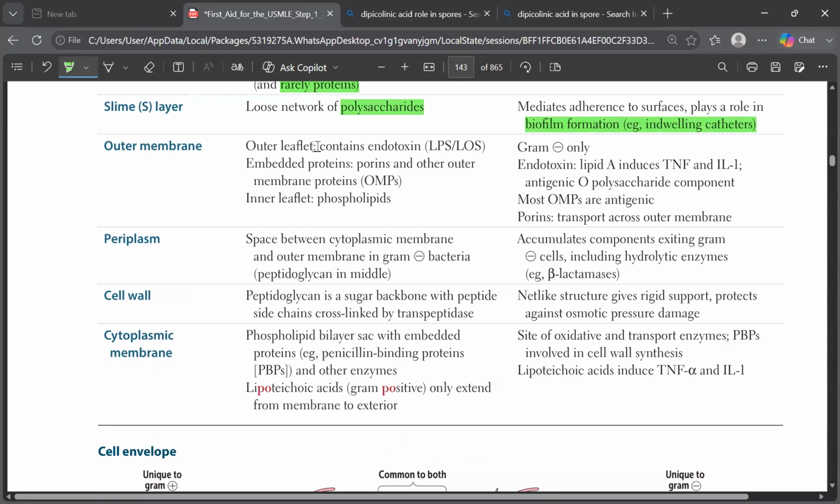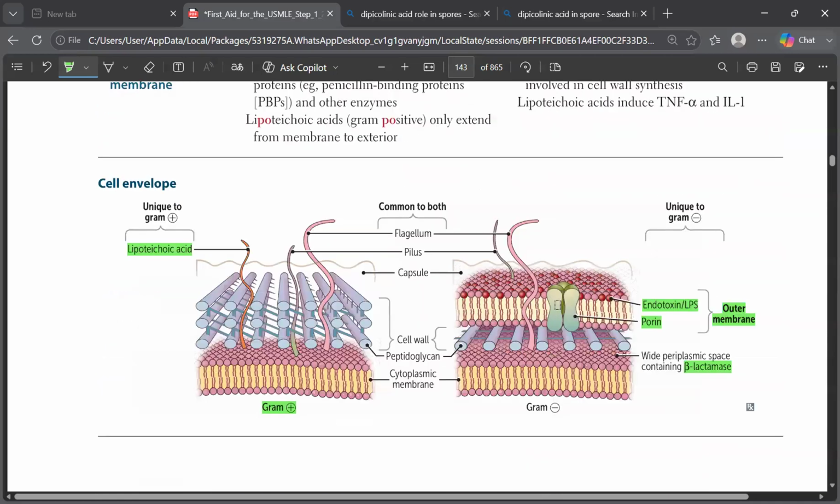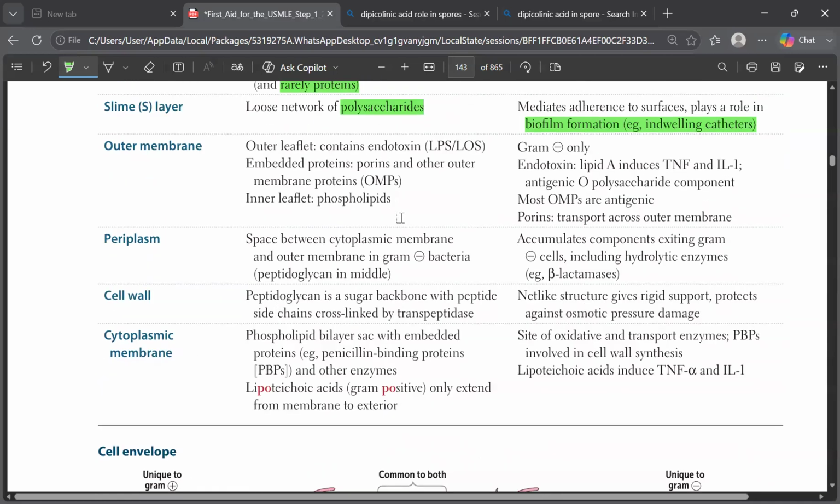The outer membrane has an outer leaflet that contains the endotoxin or LPS and LOS, and it has embedded proteins, which are porins and other membrane proteins such as OMPs, and it has an inner leaflet made up of phospholipid. It is present in gram-negative only. Endotoxin is lipid A, which induces TNF and IL-1, and has an antigenic O polysaccharide component. Most OMPs are antigenic and porins transport across the outer membrane.